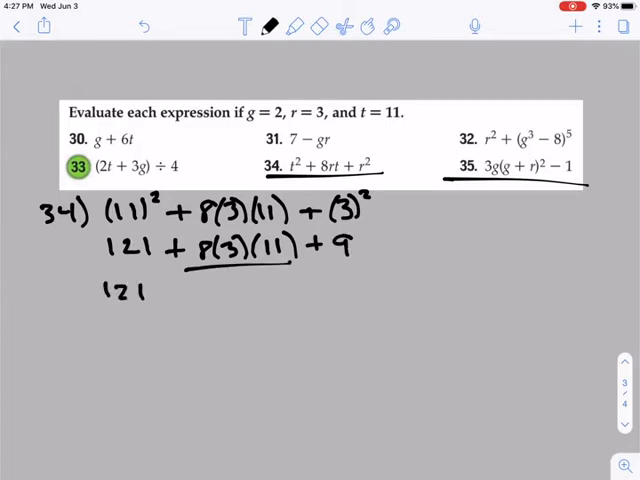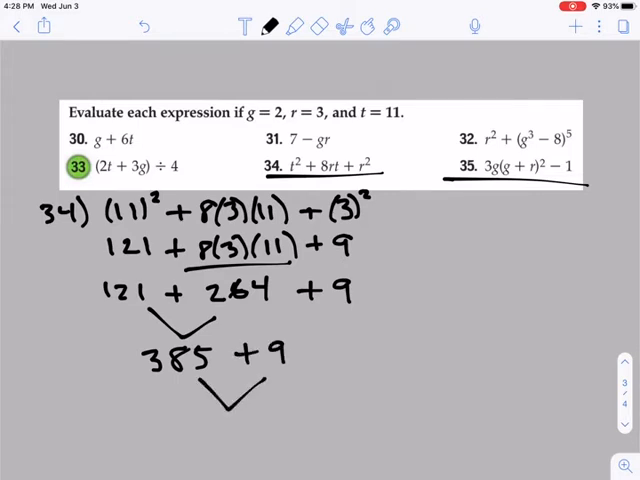All right, so we got 121 plus, well, it's 24 times 11, and so I know 24 times 10 is 240. If you do one more 24, that's 264. So you get 264 plus 9, and then you have 121 plus 264, which is 385, plus 9, which is 394, if I did all my math right.